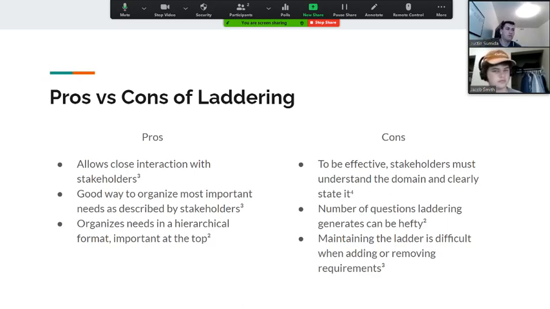First, for laddering to be most effective, stakeholders must clearly understand the domain and clearly state it. Failure to do so will create ambiguity for those producing the product and can lead to a degraded version of the product that the stakeholder may not be pleased with. Both the stakeholders and the people working must understand the needs and attitudes of each other. Additionally, because laddering builds on each previous question, the number of questions generated can be hefty, and as such it can be difficult to keep track of it if the list is very long. Finally, maintaining the ladder is difficult when adding or removing requirements. This is because the stakeholders and those working must reevaluate the ladder to make sure it's still in its proper format.